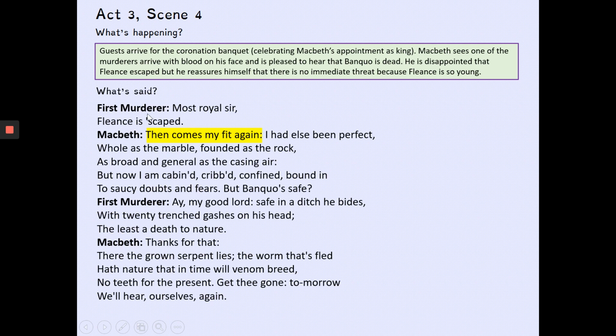So when he finds out that Fleance has escaped, this fit is this panic, this worry. He says that he had been like marble or like a rock, so he had been solid and strong. But this news that Fleance has escaped is starting to create cracks in that rock. And now he's having some saucy doubts and fears. These words, "cabined, cribbed, confined," suggest that he's actually held prisoner by his doubts and his fears. It's madness that will end up really making Macbeth suffer.